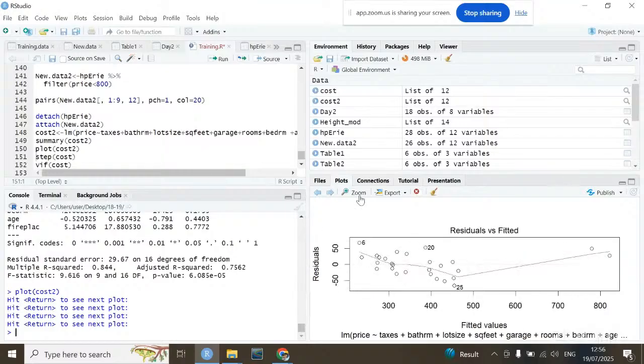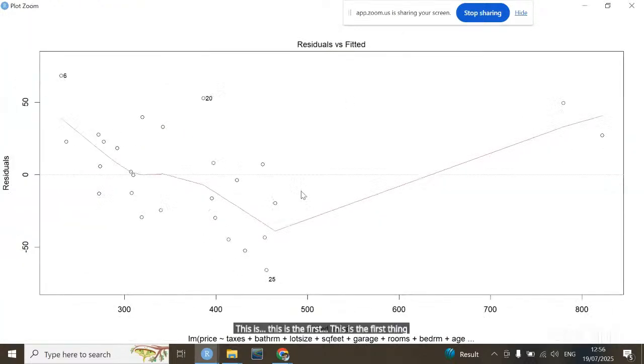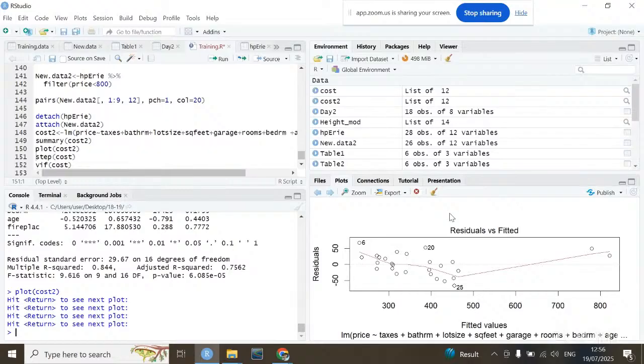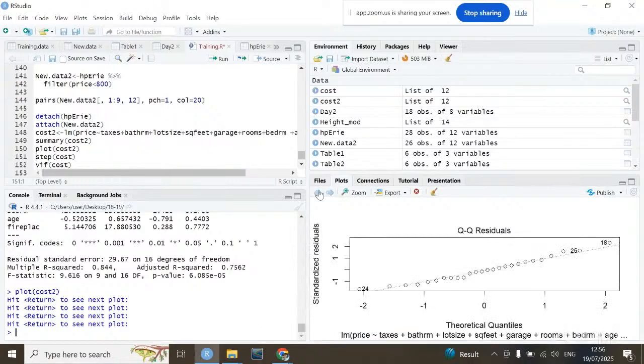So this is the first thing we generated, compared to the last one, this one here.